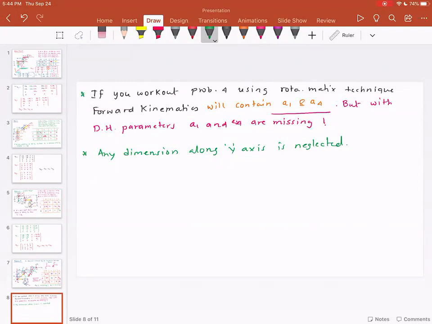And that's it. I'm going to stop here. Today's lesson is super important because in your next quiz, I'm going to give you problems and ask you to solve them with DH parameters. And if you are not able to solve with DH parameters, then you should be able to answer why, and then you should be able to work out the problem with the regular technique.